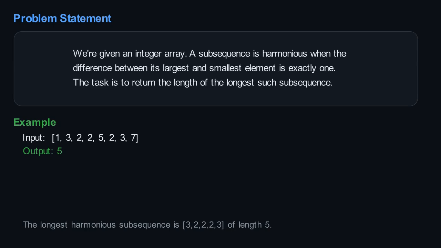For example, with the array 1 3 2 2 5 2 3 7, the longest harmonious subsequence is 3 2 2 2 3, which is 5 elements long.